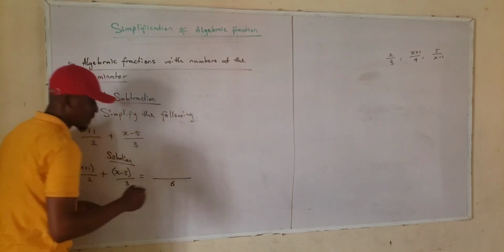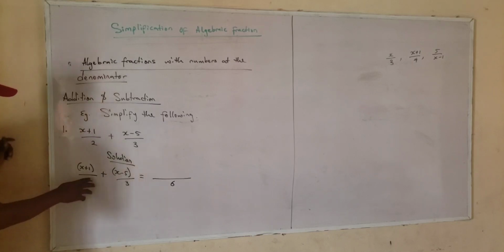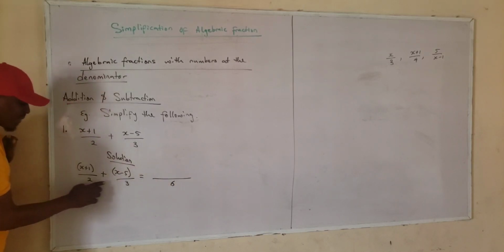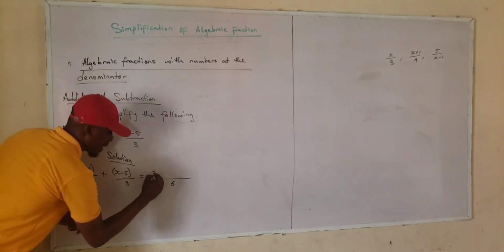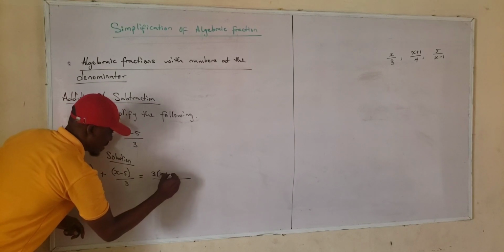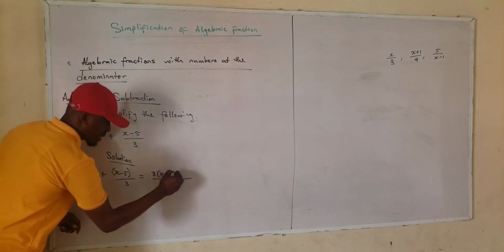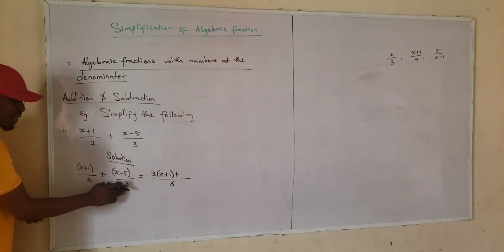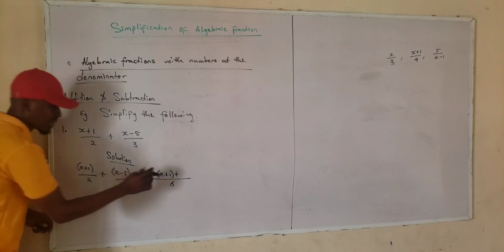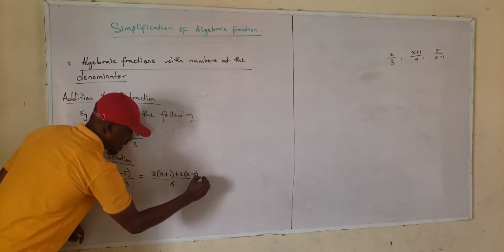So the LCM of 2 and 3 will give you what? 6, because 3 times 2 will give you 6. 6 divided by 2 will give you 3. Then 3 will multiply this bracket here, so we have 3 into x plus 1. Then I have my operation as plus. 6 divided by 3 will give me 2. 2 times my bracket will give me 2 into x minus 5.